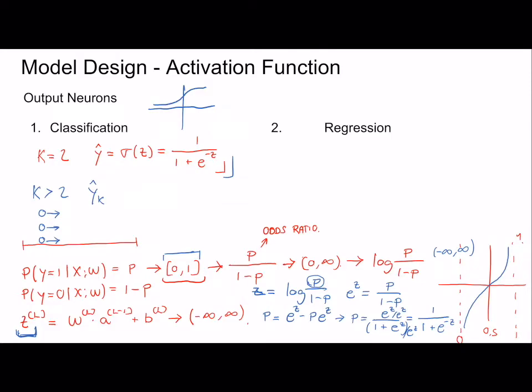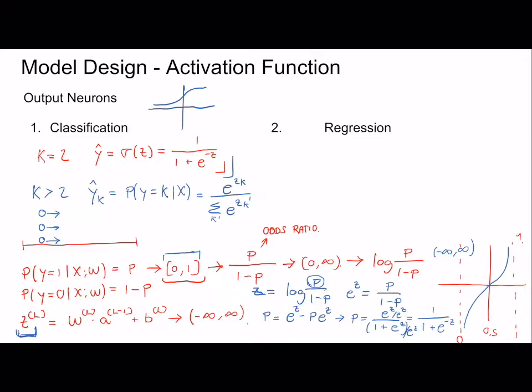Is essentially equal to the probability of y being equal to k given x. And this can be modeled by the softmax function. Probably you recall from last week that I already introduced this function. And this is essentially the multivariate version of the sigmoid function.